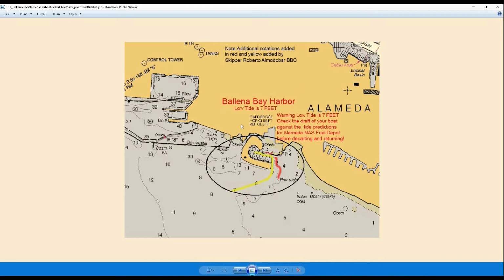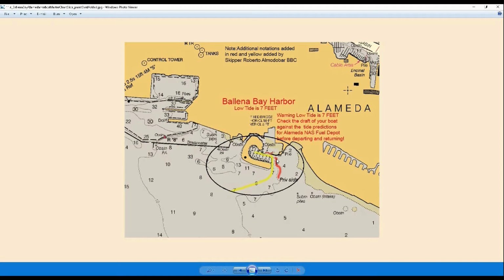So this is the same area that you just saw with some notations here indicating that it's 7 feet. Check the draft of your boat. And I've actually indicated with a yellow highlight that 7 foot, and the safest way to depart our harbor at 7 feet is along this line here, coming out here. Okay. It's also the safest entry point at low tide, although I don't recommend entering at too much of a low tide into our harbor.